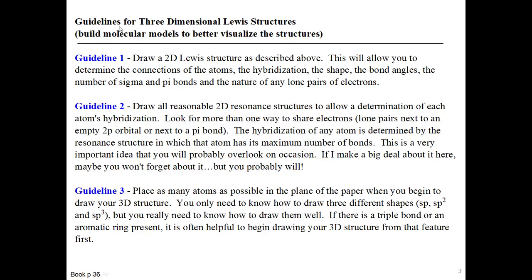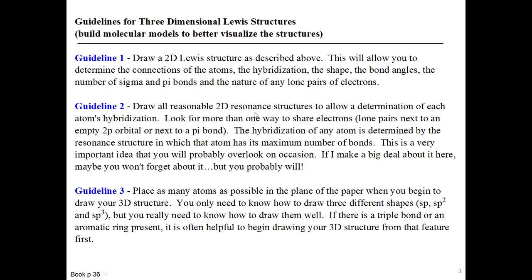Now, to translate that 2-dimensional structure into a 3-dimensional structure, our first guideline will be draw a 2D structure. So that's a challenge. That's not like a simple little thing you're going to do. And if you draw all the resonance structures and everything, then you'll be able to figure out what is the hybridization of all the different atoms, which means you'll know the shape, and you'll know the bond angles, and you'll know the number of sigma bonds and pi bonds and any lone pairs. So this is a real important part to getting to that 3D structure.